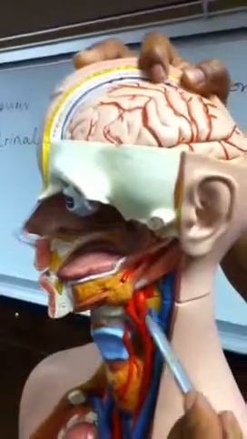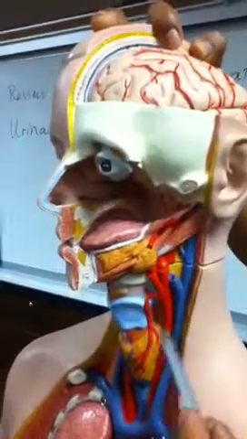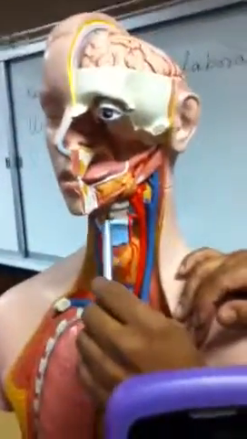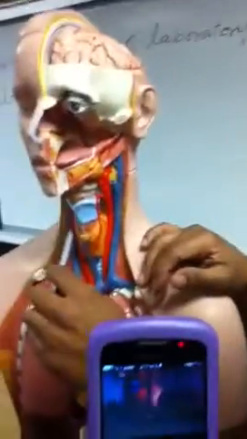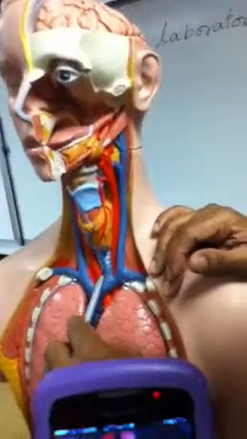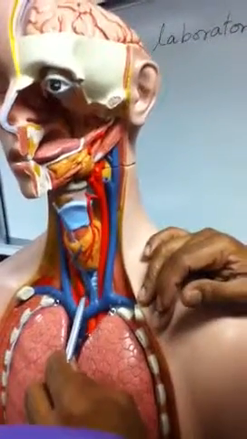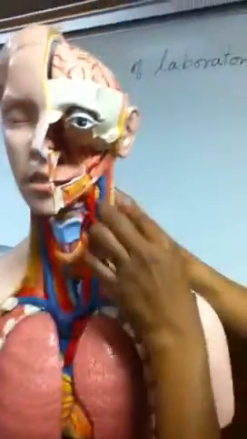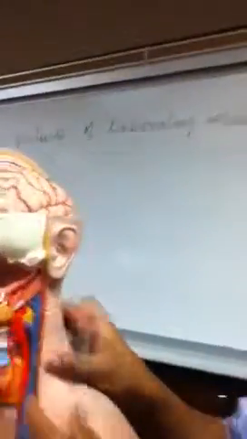Now as you go further down, this is the larynx, or what you call the voice box, and beneath the larynx we have the trachea. Trachea here, right? Now if we can't take this apart, okay.